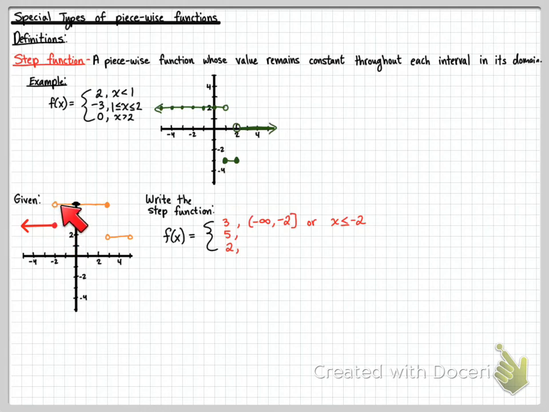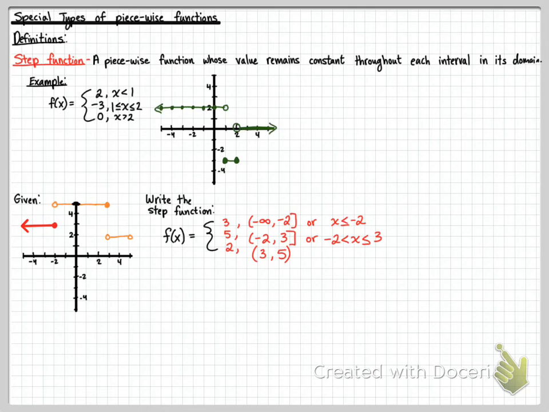So at 5, it's negative 2, and it goes until 3. Now, the negative 2 gets a parenthesis because this is an open circle. This gets a bracket because it's a closed circle. Or we can write it like this. So remember, we write x and then 2 inequality signs pointing to the left. This is saying x is greater than negative 2, but also x is less than or equal to 3. That's how we'd write it in inequality form.